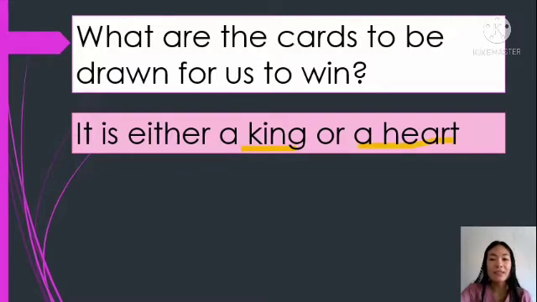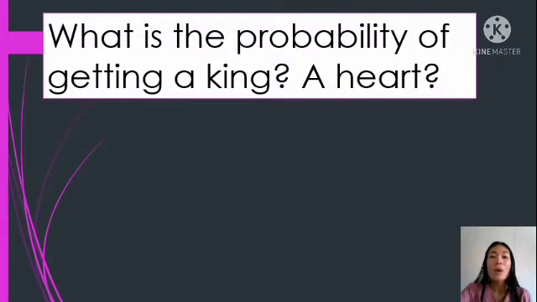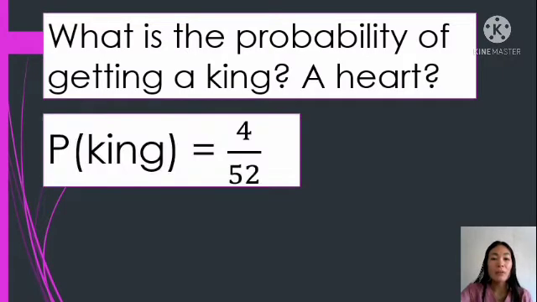Very good. Next, what is the probability of getting a king or getting a heart? Using the formula, probability of king equals 4 over 52. Why 4 here? Okay, very good. Because there are 4 king cards in a standard deck of cards. And why 52 here? That's right. It's the total number of cards in a standard deck of cards.